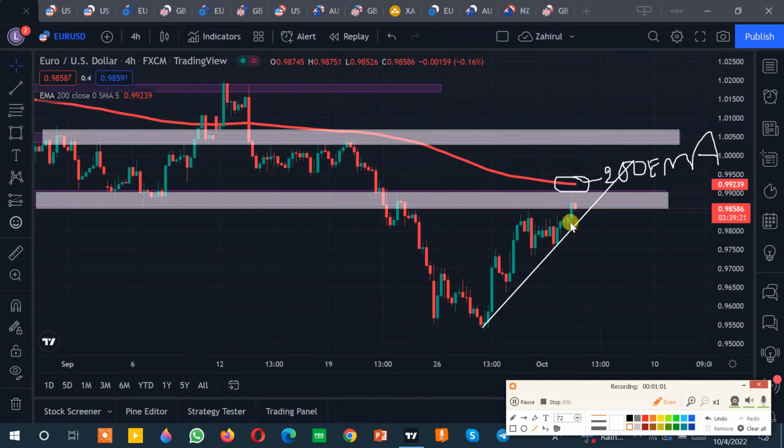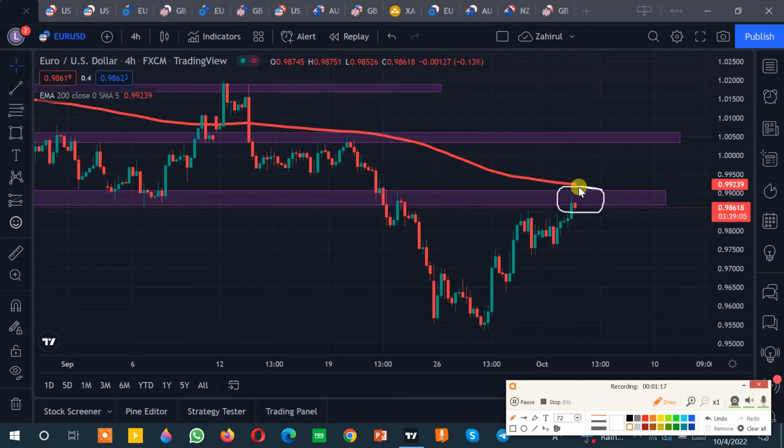So till now we are waiting for a breakout from here. If there is a breakout, we may place a sell stop or sell directly from here, because this is the point for dynamic support, dynamic resistance for the 200 EMA, horizontal resistance, and trend line breakout.